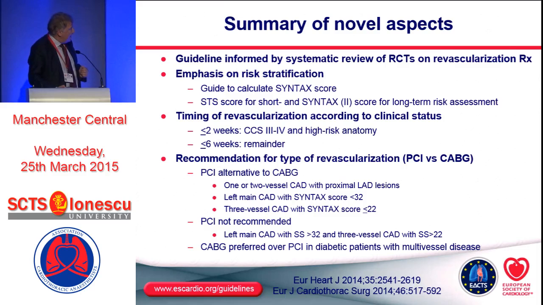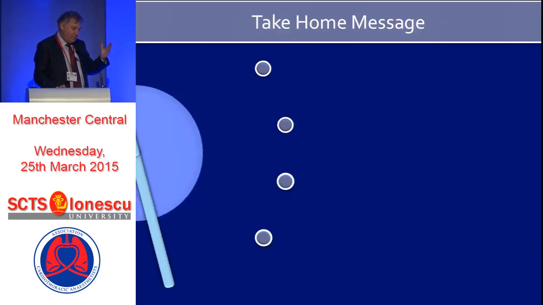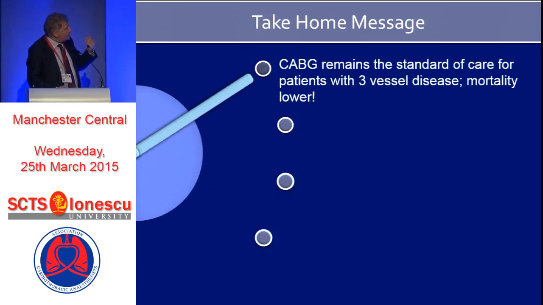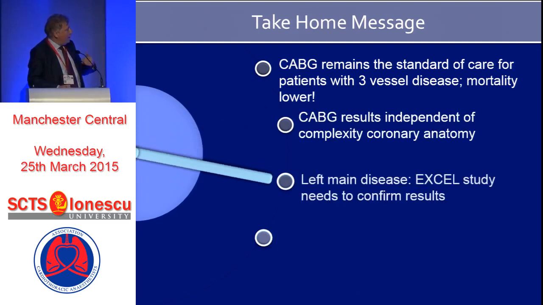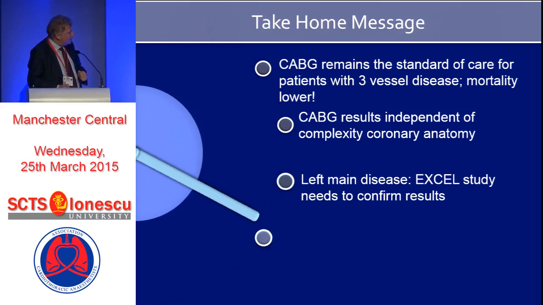So to conclude, I think that the guidelines emphasize the importance of the calculation of the SYNTAX score, and the SYNTAX score can be used to direct patients, or at least to have a discussion between CABG and PCI. So CABG remains the standard of care for patients with three vessel disease. Mortality is lower. CABG results are independent of complexity in coronary anatomy. Left main disease, the EXCEL study needs to confirm the results, but I think that PCI has a nice future for patients with isolated left main disease.